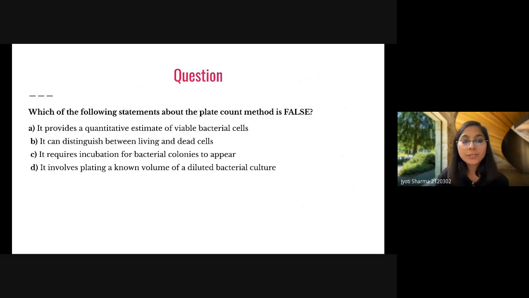Okay, the next question is, which of the following statements about the plate count method is false? And we have four options. It provides a quantitative estimate of viable bacterial cells. It can distinguish between living and dead cells. It requires incubation for bacterial colonies to appear. It involves plating a known volume of a diluted bacterial culture. What do you think? What is the right answer for this? The false statement about the plate count method.